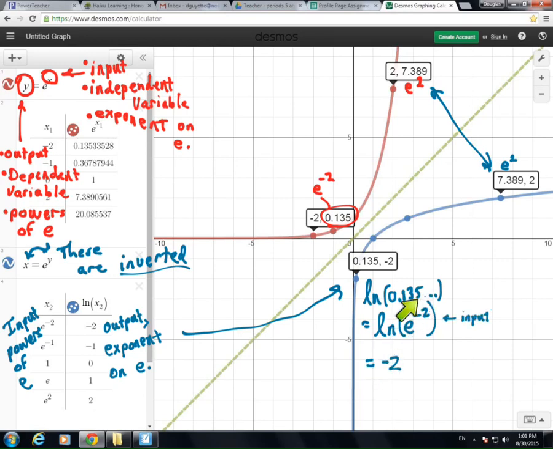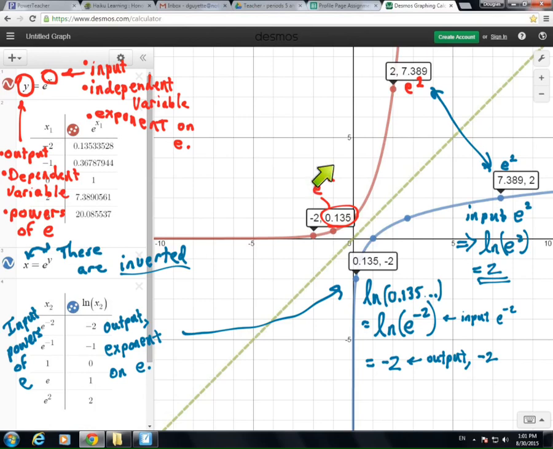I put in e to the -2. The natural log says, just give me the exponent. Forget about the outcome. Same thing here. I put in e squared. I get out 2. So what do we need to know about logarithms? Logarithms are just basically a way to extract exponents from powers.